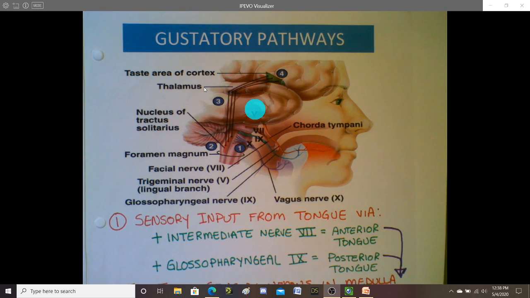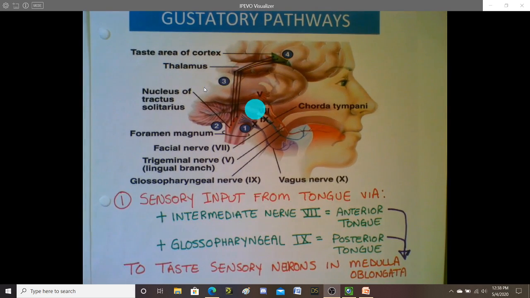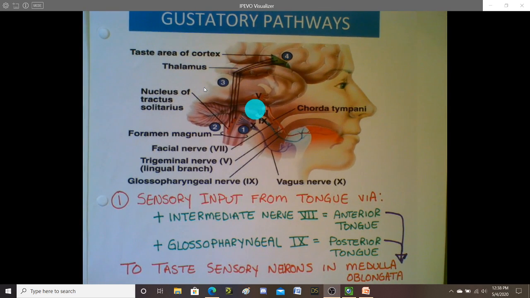So if you look at this, the first part, it says sensory input is going to move through several nerves. It says it's going to move through this intermediate nerve, which is cranial nerve number 7. That's the anterior portion of our tongue. So the front of our tongue is going to move information through this intermediate nerve. The back of our tongue, the posterior of our tongue, is going to move information from cranial nerve number 9, which is the glossopharyngeal nerve.